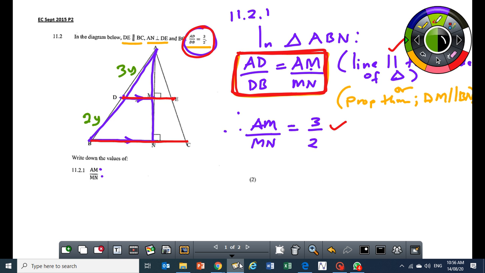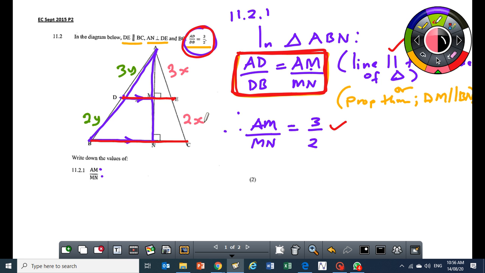So, if you look at it, you find that DE is parallel to BC. So it means that I can use the proportion theorem in triangle ABC. If I do that, I can call this side here based on the ratio. Let me use a different color there. That one, I can call it 3x, and that one I can call it 2x. This is very important.